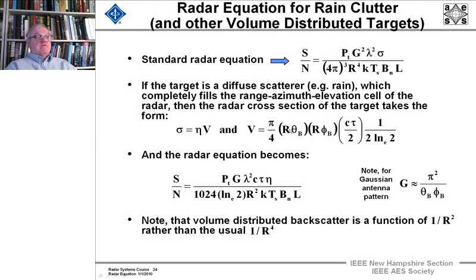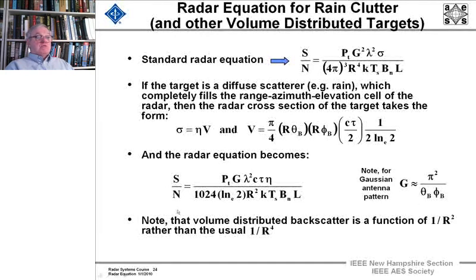Pi divided by 4 times the range and the azimuth beam width, the elevation beam width, and then the length in range, that delta range increment, is just cτ over 2, divided by a constant 2 times the natural logarithm of 2. And note this, we're assuming a Gaussian pattern, giving a factor of pi squared over the azimuth and elevation beam widths.